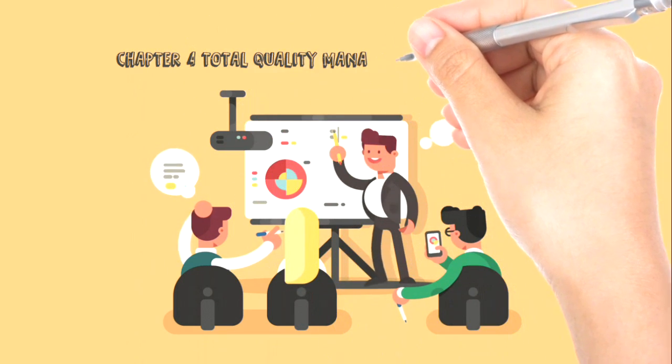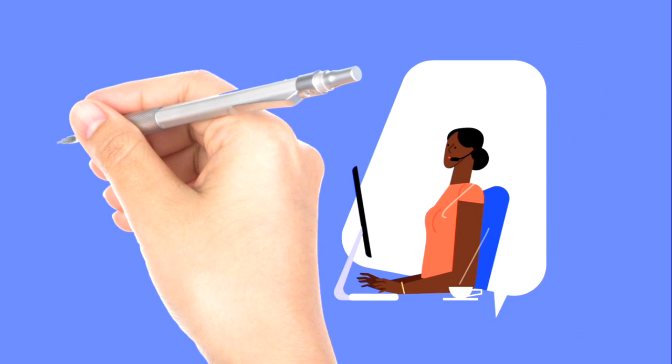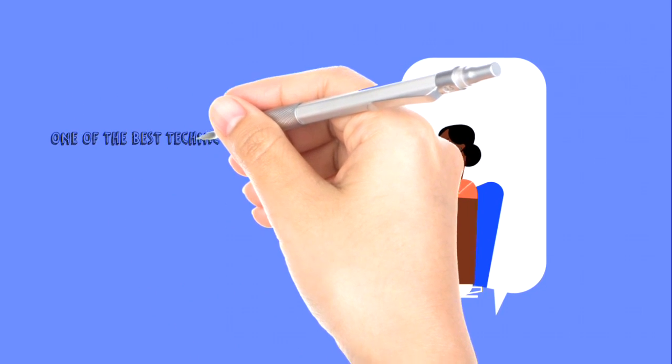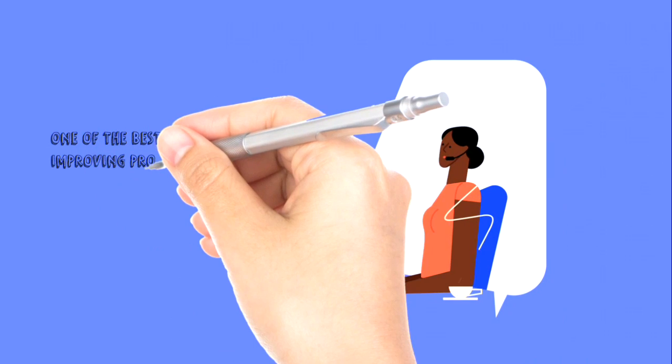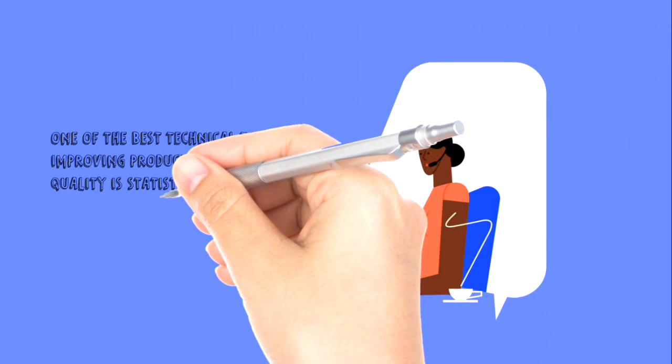Chapter 4, Total Quality Management Implementation. One of the best technical tools for improving product and service quality is statistical process control.